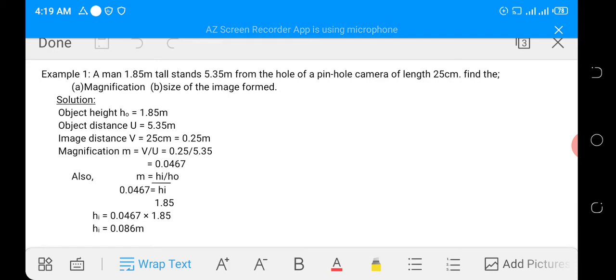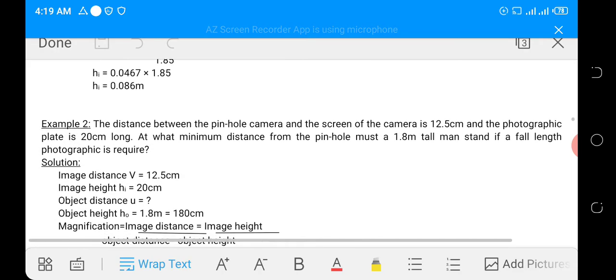Then also using the formula that magnification is height of image over height of object. Since the magnification has been found, we equate this to height of image over height of object, and that will give us HI over 1.85. Making HI the subject of the formula, we have the height of the image to be 0.086 meter. If this is given in centimeter, it is 8.6 centimeter.